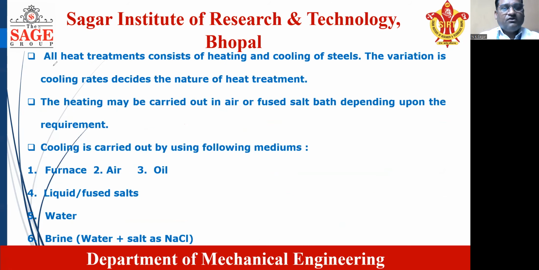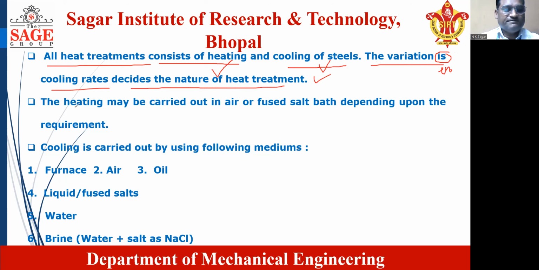All heat treatment processes consist of heating and cooling of steels. Whenever we think about the heat treatment process, it means it consists of heating and cooling. We have to add some amount of heat up to a certain temperature. Then, after achieving that temperature, we have to cool the material up to the room temperature. The variation in the cooling rates decides the nature of the heat treatment.